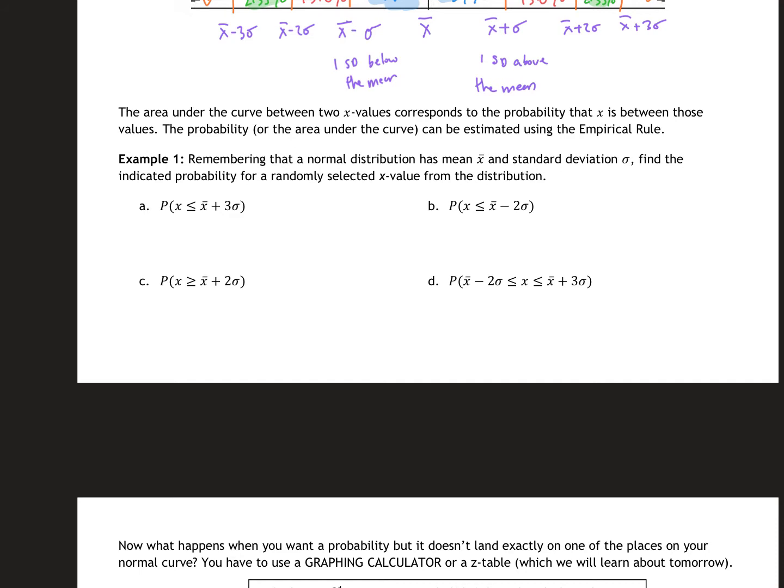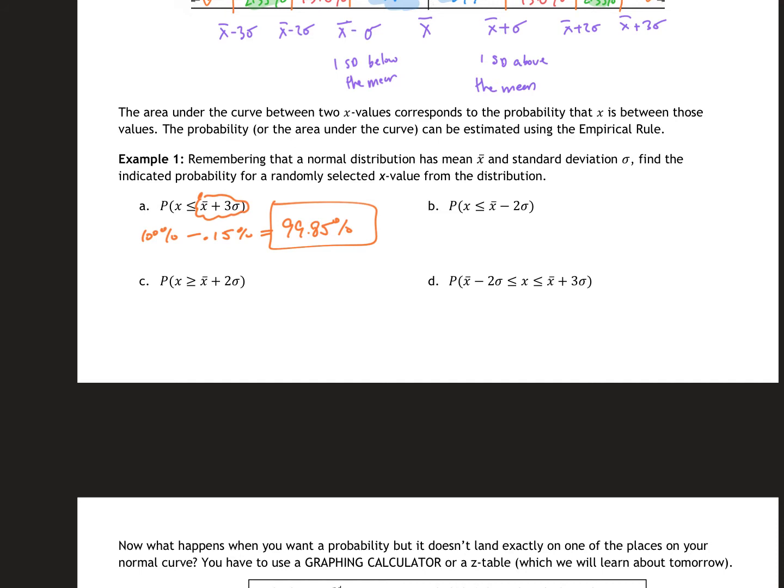So what we have here is the probability that x is less than the mean plus 3 standard deviations of the data. So right here, this is your randomly selected point. So it's got to be there. So I'm going to take 100%, and I'm going to subtract the 0.15%. That's going to give me 99.85%. So that's how I'm going to use my chart.